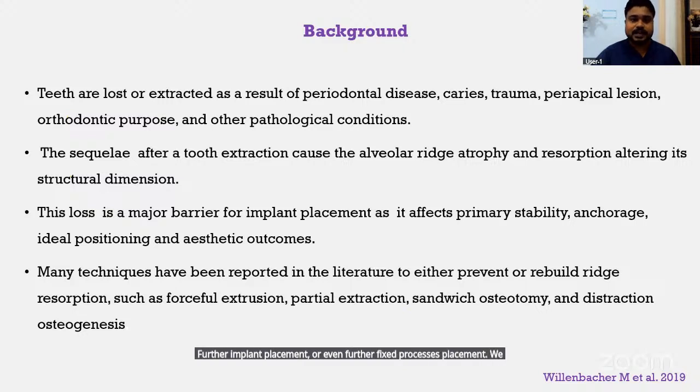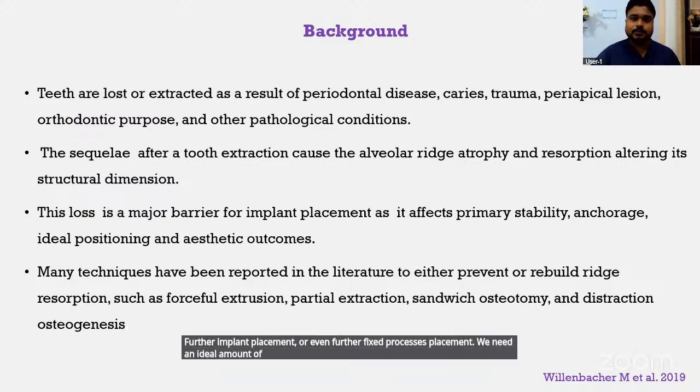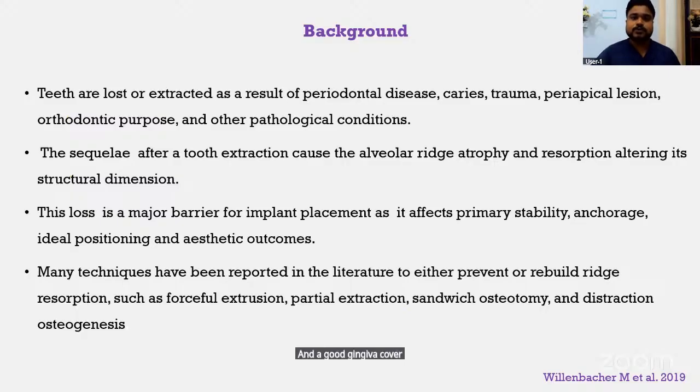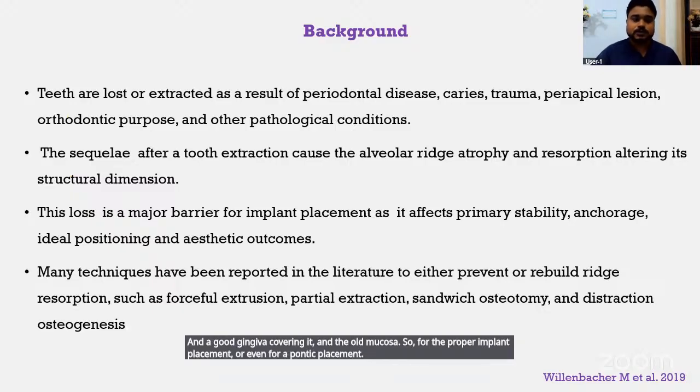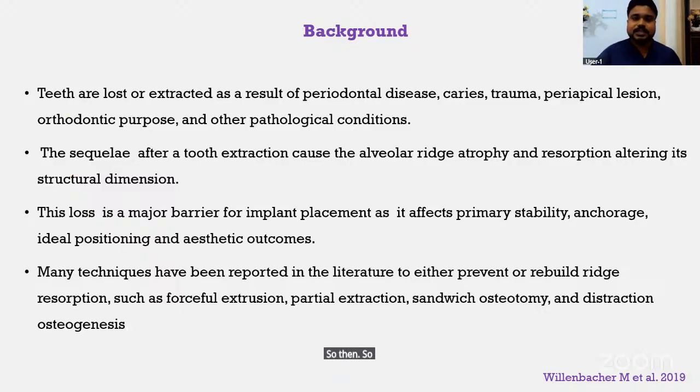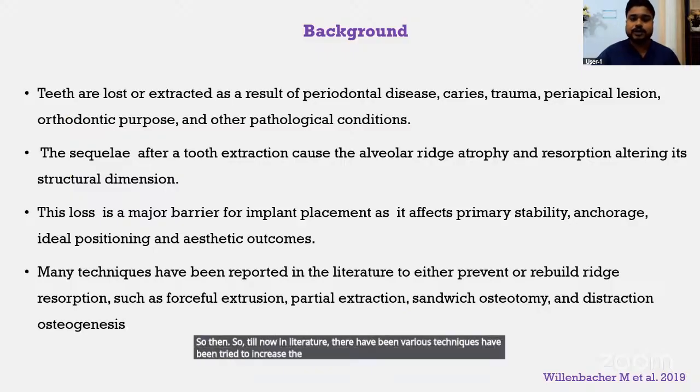We need an ideal amount of bone and supporting bone and a good gingiva covering it and the oral mucosa, for proper implant placement or even for a pontic placement. Till now in literature, various techniques have been tried to increase the bone or to reduce the amount of bone resorption followed by extraction.